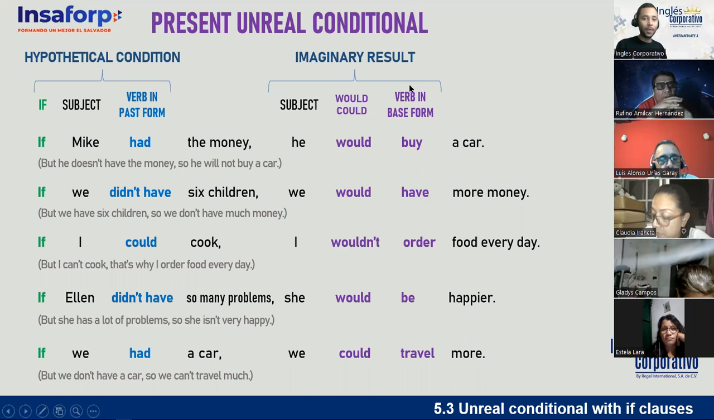So, what I want you to know and what I want you to have clear is this, the structure. For the condition, you need if, the subject, I'm sorry, and the verb in past form. For the result, you need a subject, would, could, or might. And then the verb in base form. That's the structure. So nothing new. This is what we studied yesterday.